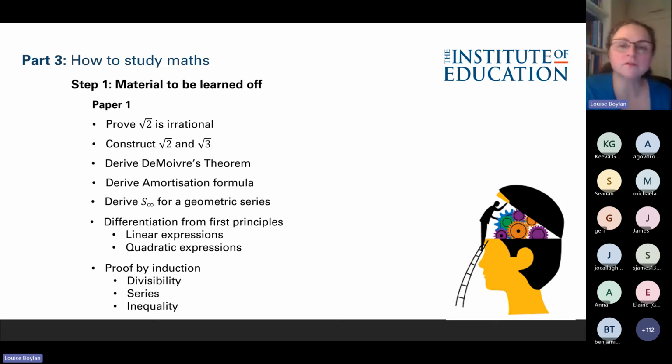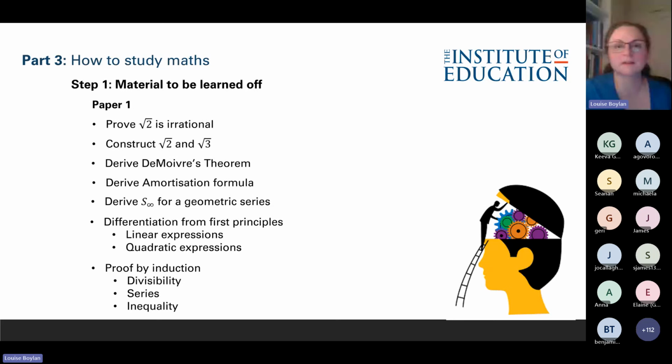Differentiation from first principles, you've probably all done that at this stage. Proof by induction, you may not have met yet either, right? So that's stuff that you just have to sit down and learn. Some of them are formal proofs that you learn off. Some of them are methods. They're step-by-step methods like the differentiation from first principles and the proof by induction. You might be given a question and you'll never see that question again, but you have certain steps to follow in solving those questions. And that's the bit you have to learn off. What are my five steps in solving a problem like this?